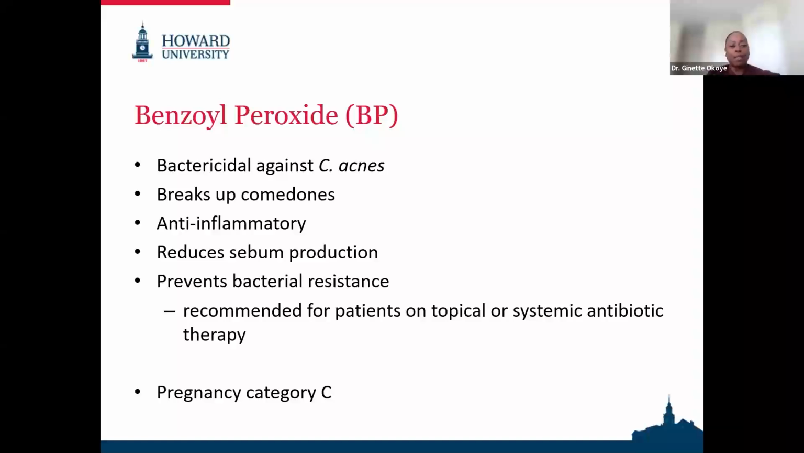But BP is good stuff. It's bactericidal against C. acnes, right? That bacteria that is part of the pathogenic pathway of acne. It also is a comedone buster. It's anti-inflammatory. It reduces sebum production. So it literally works on 3 of the 4 aspects of the acne pathogenic pathway. It also prevents bacterial resistance.